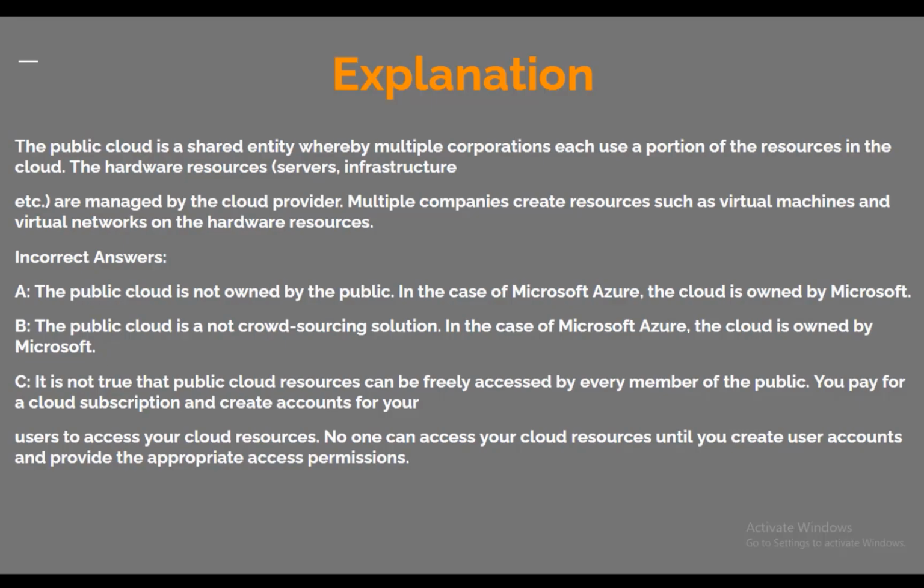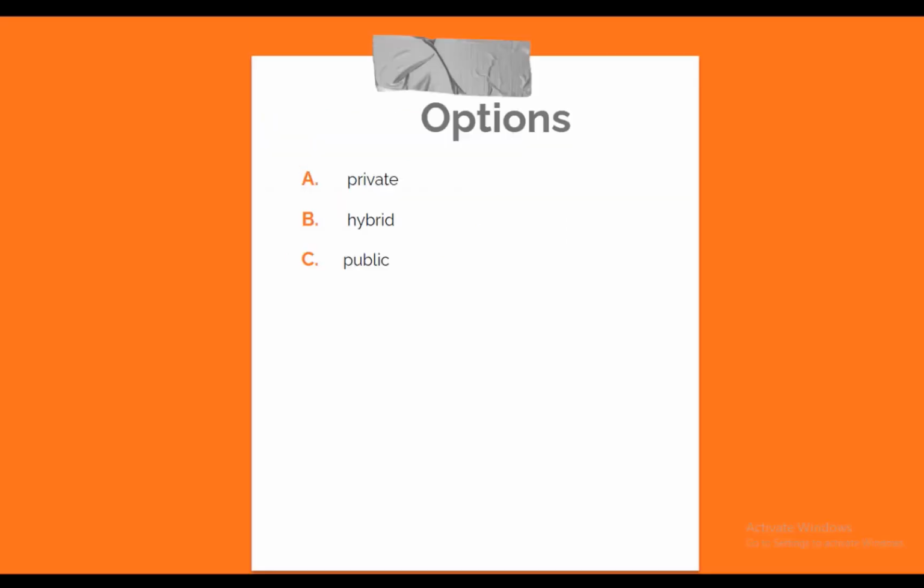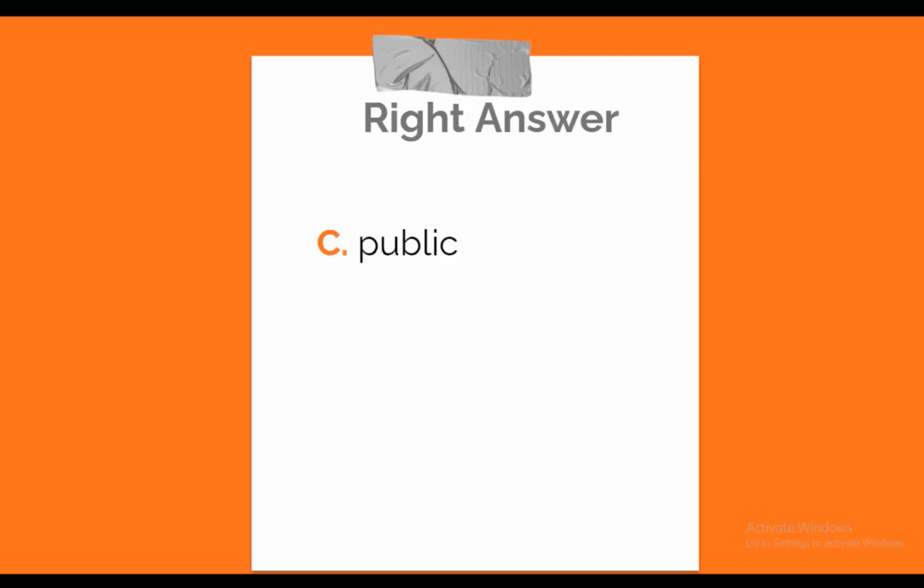Next question. In which type of cloud model are all the hardware resources owned by a third party and shared between multiple tenants? And here are the options. Option A, private. Option B, hybrid. Option C, public. And the correct answer is option C, public.